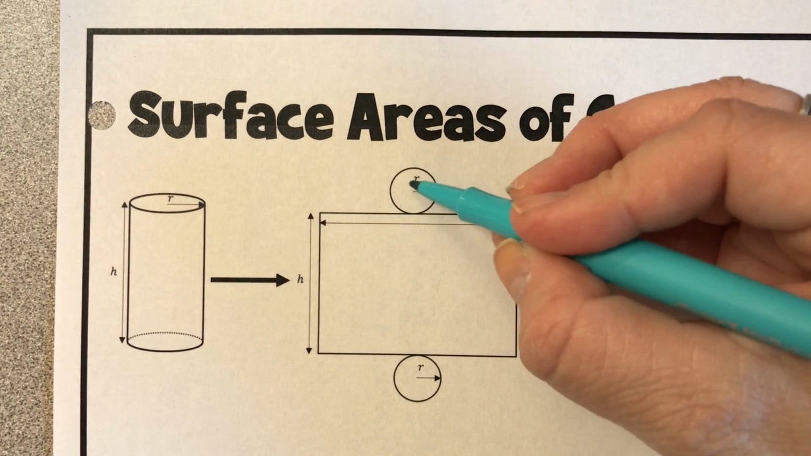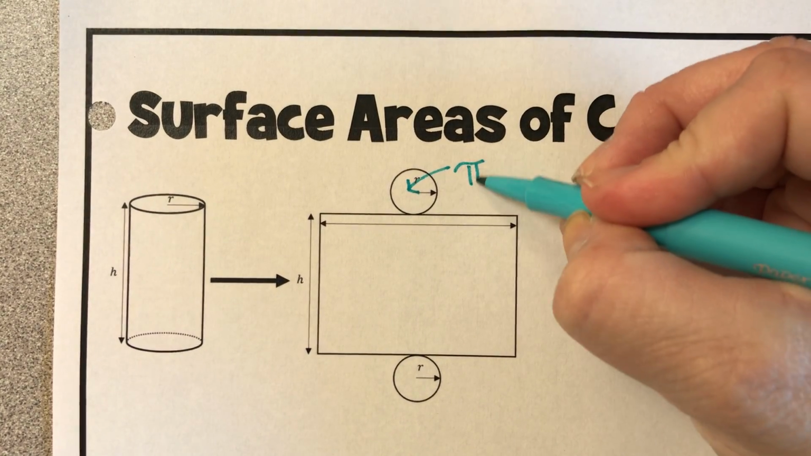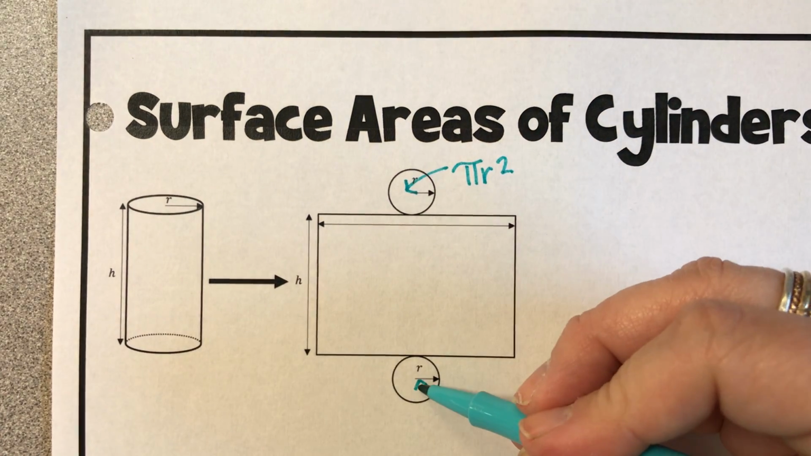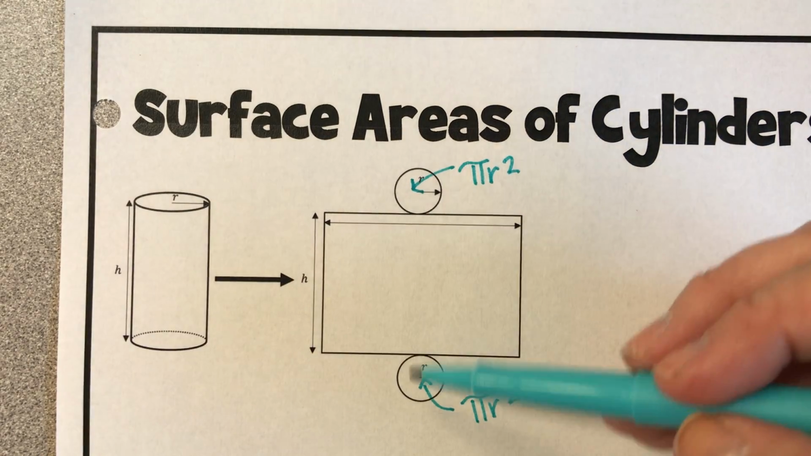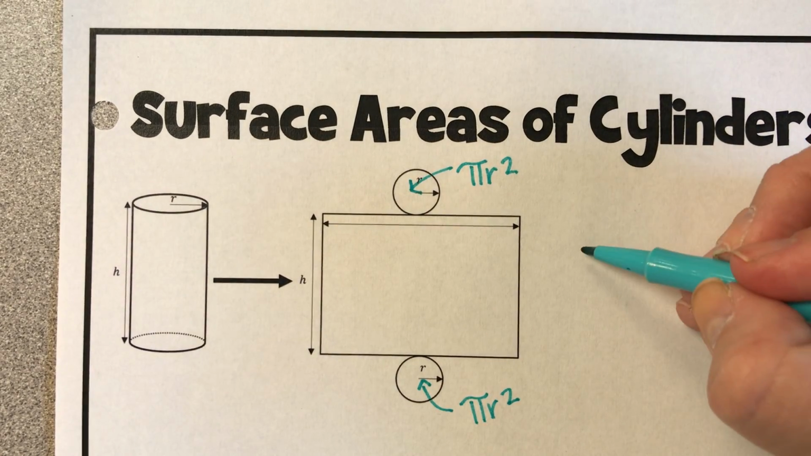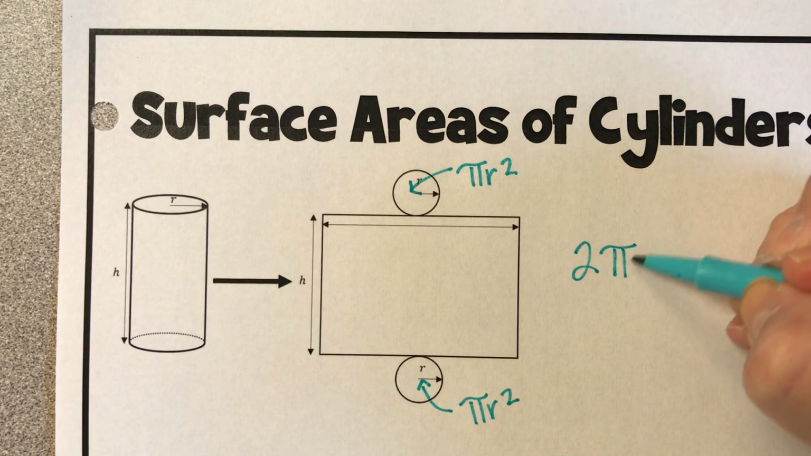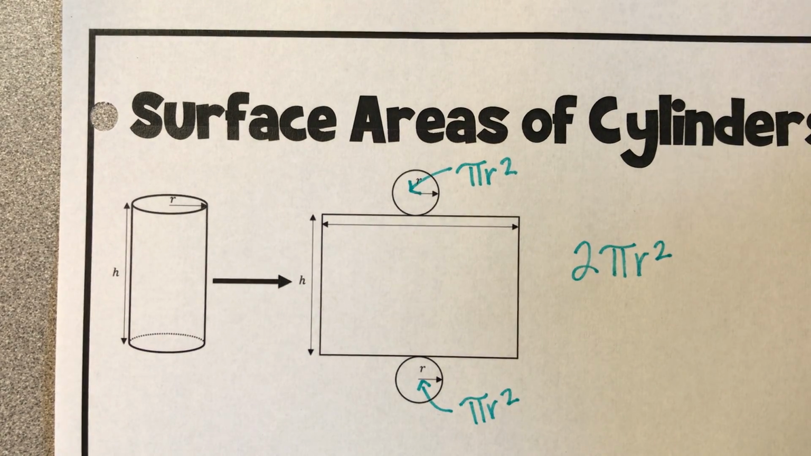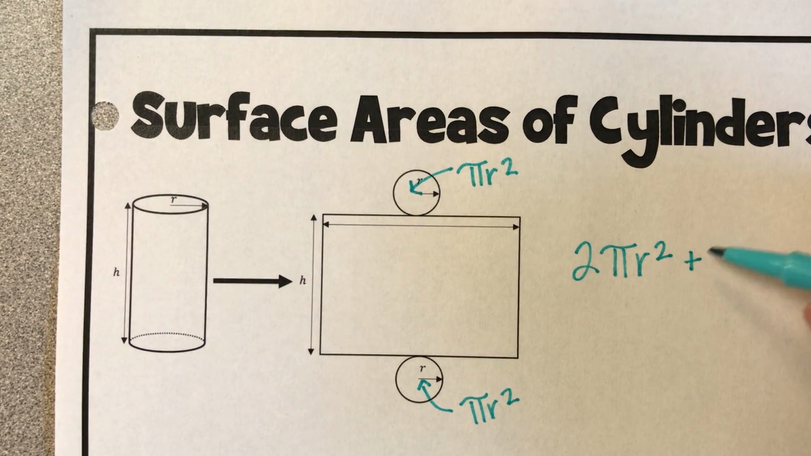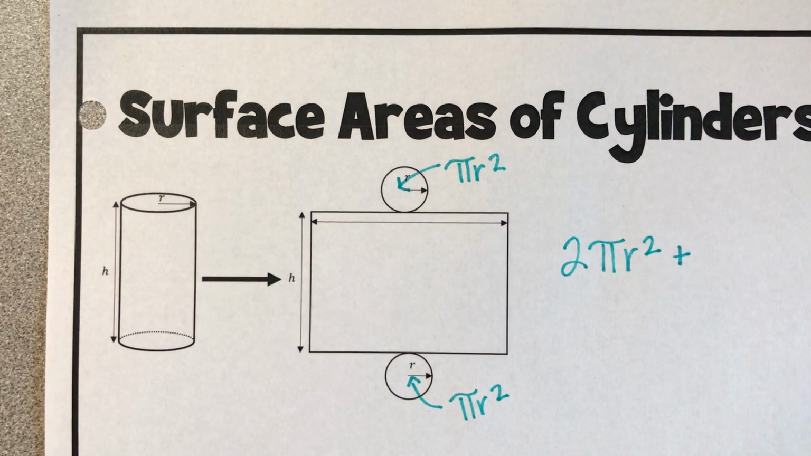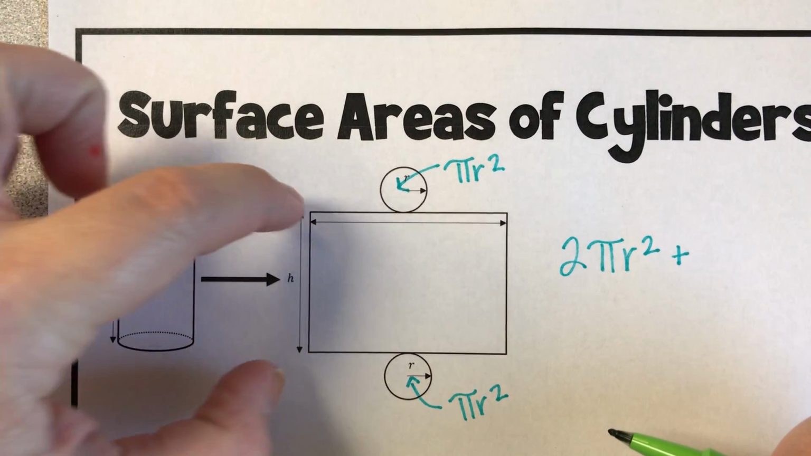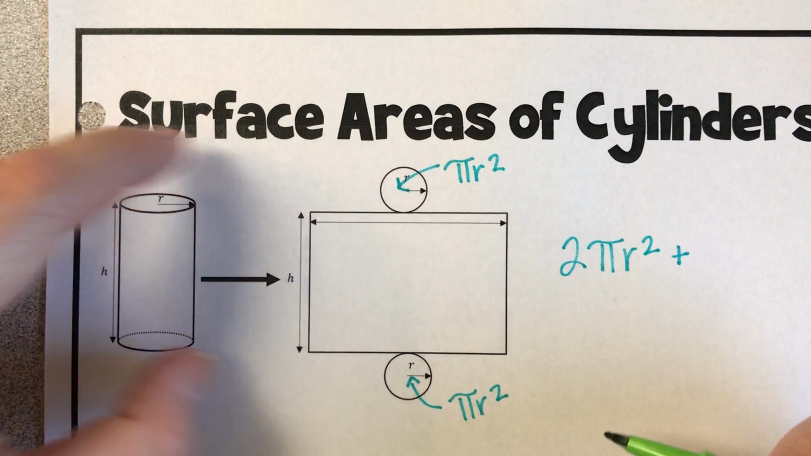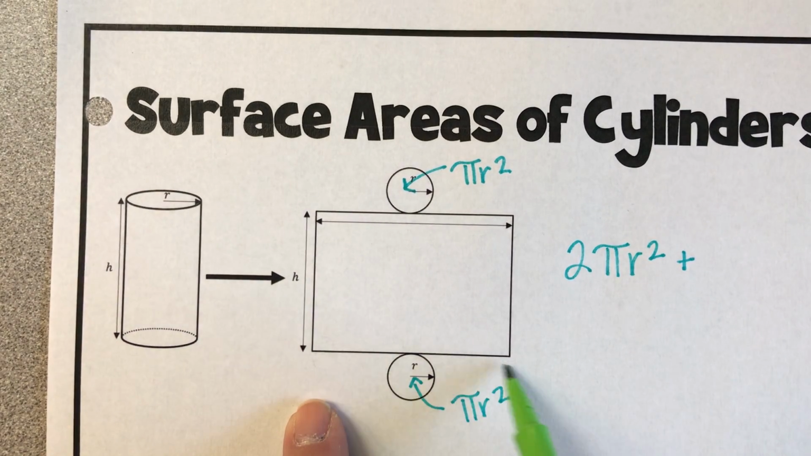So I have this circle right here. We know the area of a circle is pi r squared. So I have these two circles, so I have 2 pi r squared. But then I have this weird rectangular section. I know the height is the height of the cylinder. So that's easy, right? This is going to have an area that's base times height.